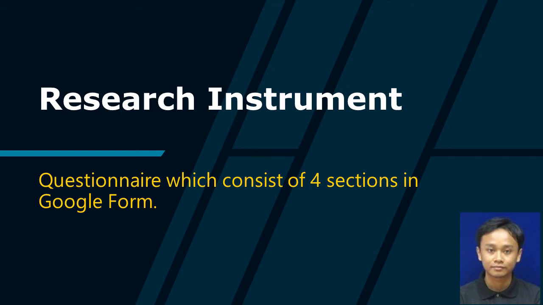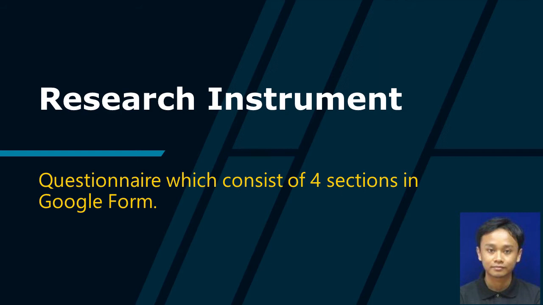Lastly, for the research instrument, the questionnaire we made is in Google Form. We divided the questionnaire into 4 different sections, which are section A, B, C, and D. Section A is basically about the respondents' profile, such as gender, age, and education level. For sections B to D, respondents need to choose their answer between 1, which is strongly disagree, to 5, which is strongly agree.